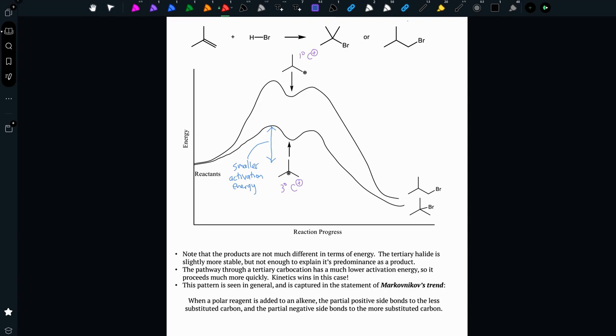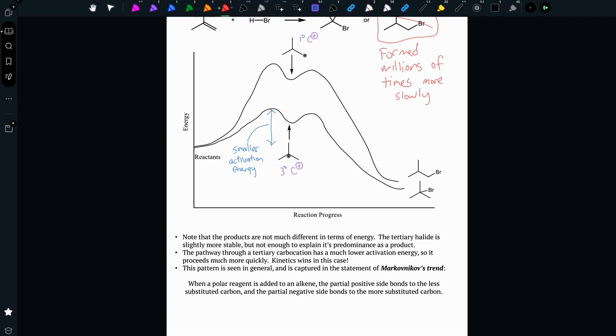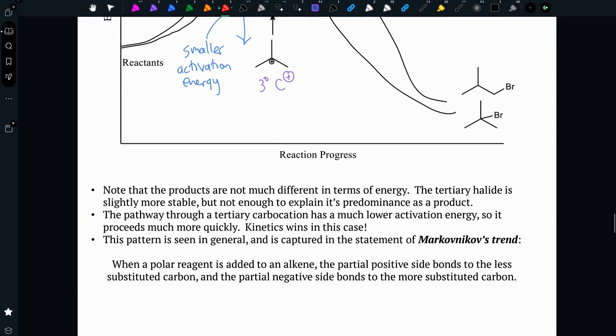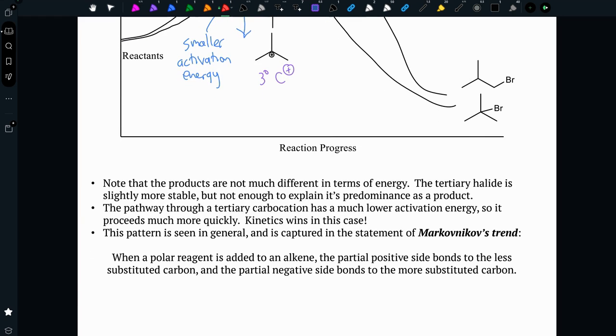This primary product is just formed millions of times more slowly. And that's why we just don't observe it. And I'm saying millions there, not precisely, just many orders of magnitude slower. The pathway that goes through the tertiary carbocation, lower activation energy, proceeds faster.